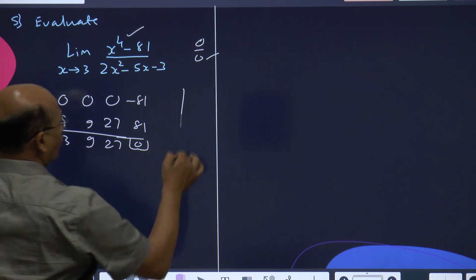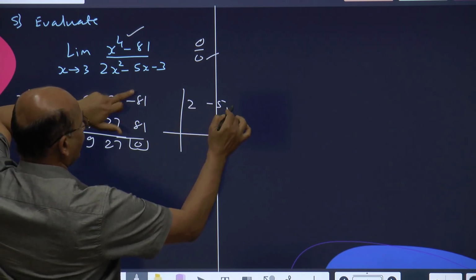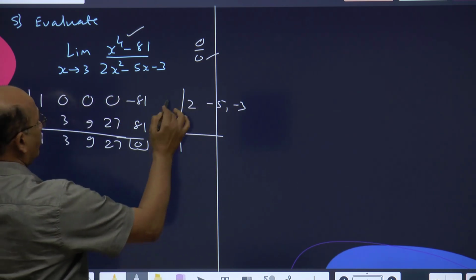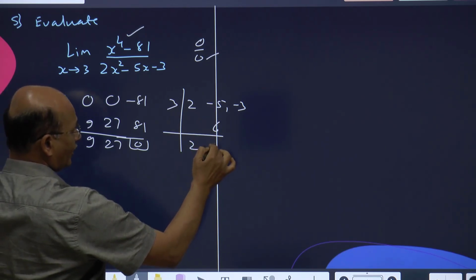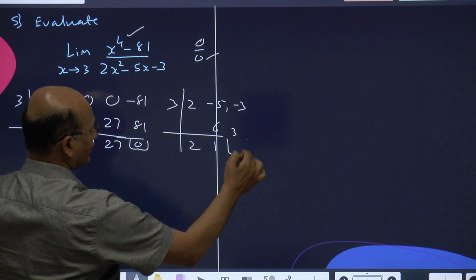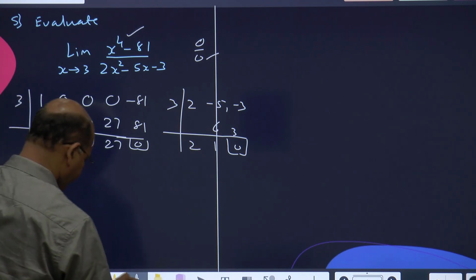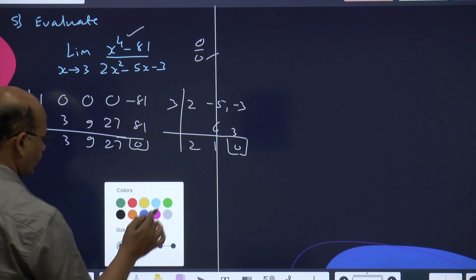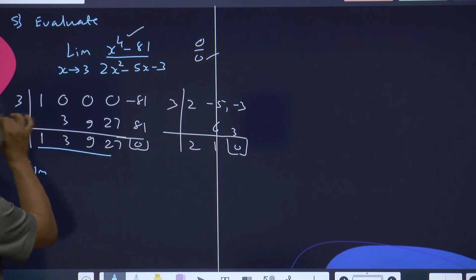Similarly, let us look at this factorization also. 2, minus 5 and minus 3. I am writing the coefficients. 3, 2, 3 twos are 6, 6 minus 5 is 1, 3 ones are 3. Yes, this is 0. That means my working is done. Now I can factorize this quickly. Let me share with you how. So limit of, okay, what I do, this is the quotient and this is the divisor.